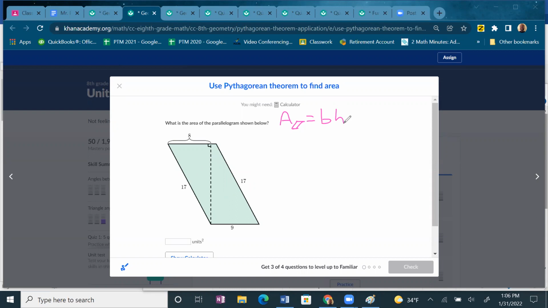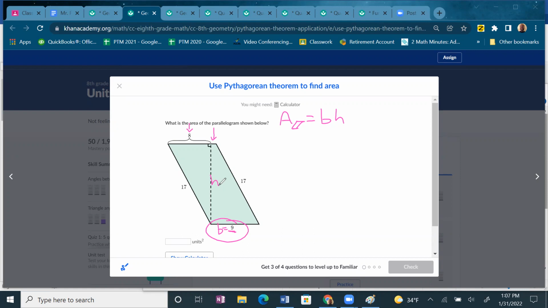So in order to find the area of this parallelogram, we can identify its base and its height. Its base down here is 9. This is not the base. 8 is not the base because it's missing this little piece there. So the base is 9. You got that. And the height is what we want to find out.